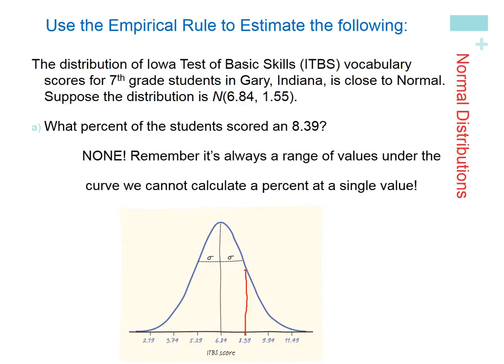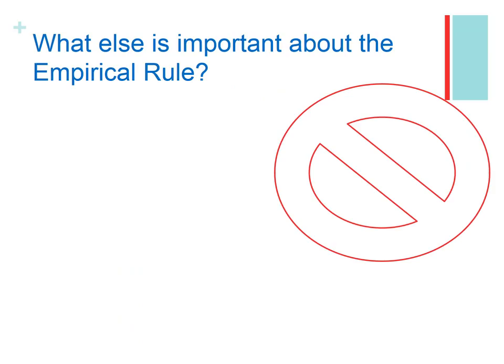Remember that when we're finding a percentage or an area under the curve, it is always going to be a range of values under the curve. We cannot calculate a percent at a single point because we're just calculating a height. In this case, there's exactly no width.